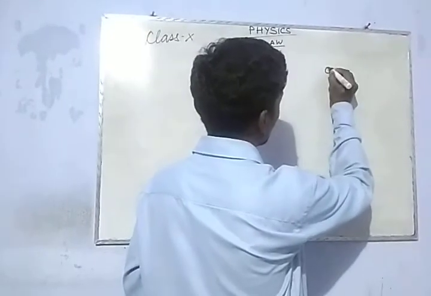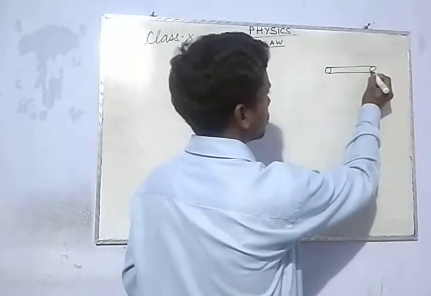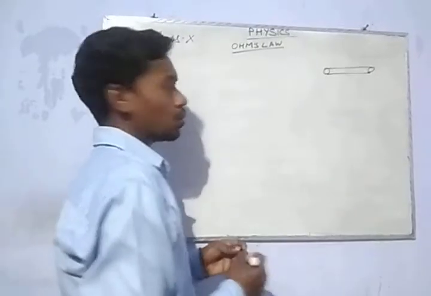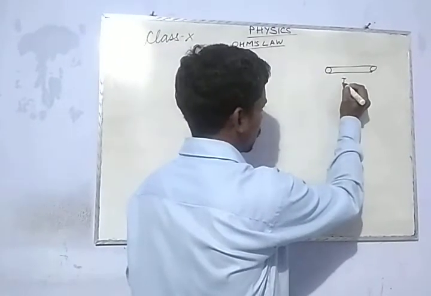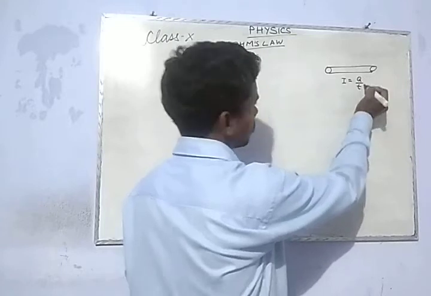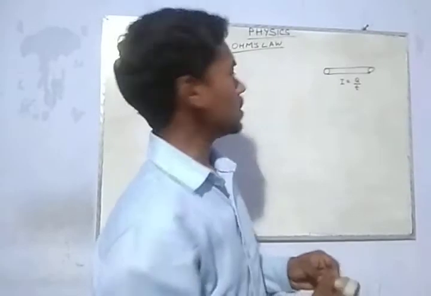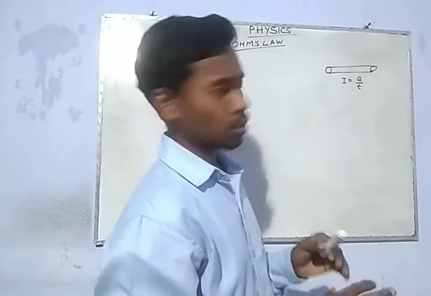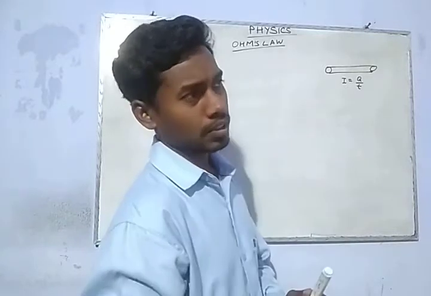Suppose that we have this electric conductor. Okay, so this is a conductor. Okay, so what is current? Current is equal to Q by T. You know, what is Q? Q is the net charge and T is the time taken. Okay, that means current is what? The rate of flow of charge.